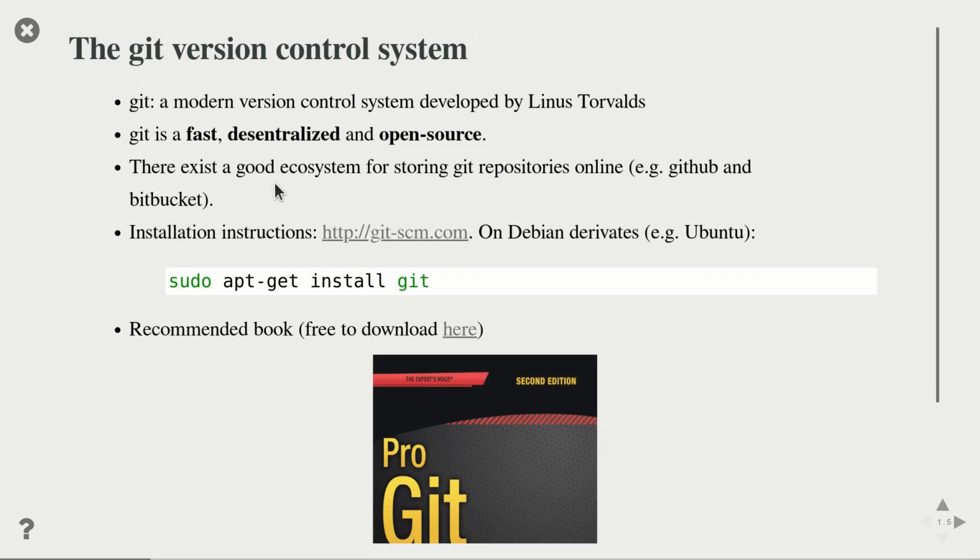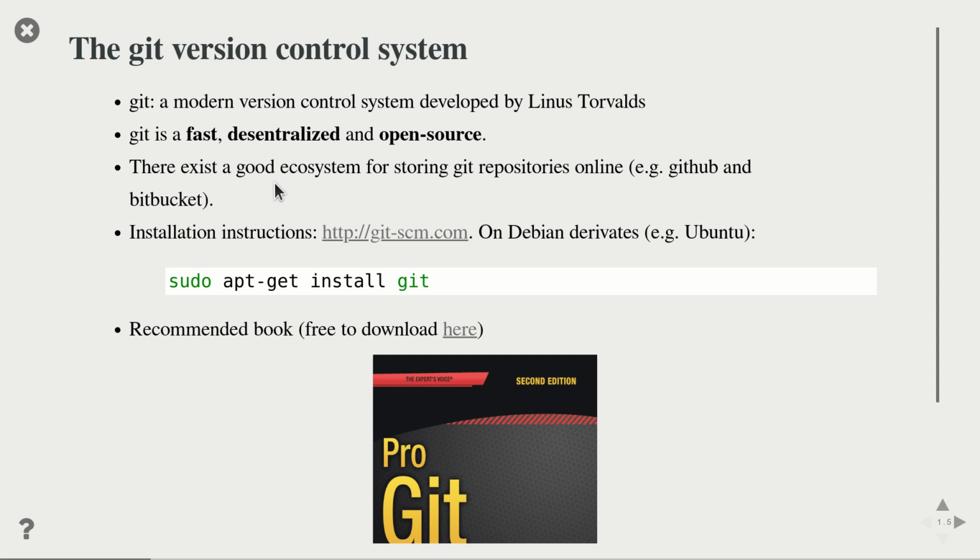So there's many version control systems out there. We are going to use Git. It's one of the most used version control systems. It's developed by the Linux kernel developer, inventor, Linus Torvalds.